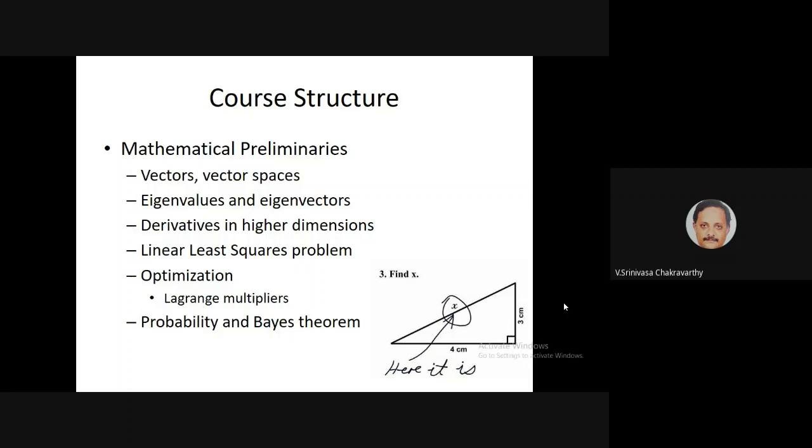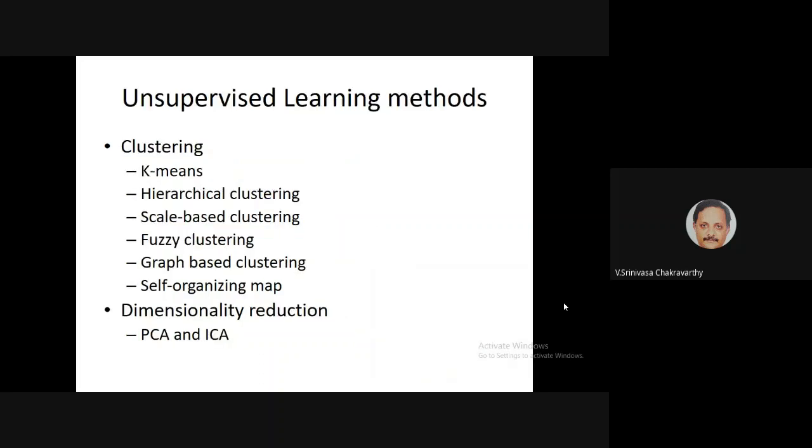So we need all these things to be able to present our algorithms, which we'll be using in data analytics. Then linear least squares problem and optimization, Lagrange multipliers, probability and Bayes theorem. So these are some of the math preliminaries we'll discuss from next class.